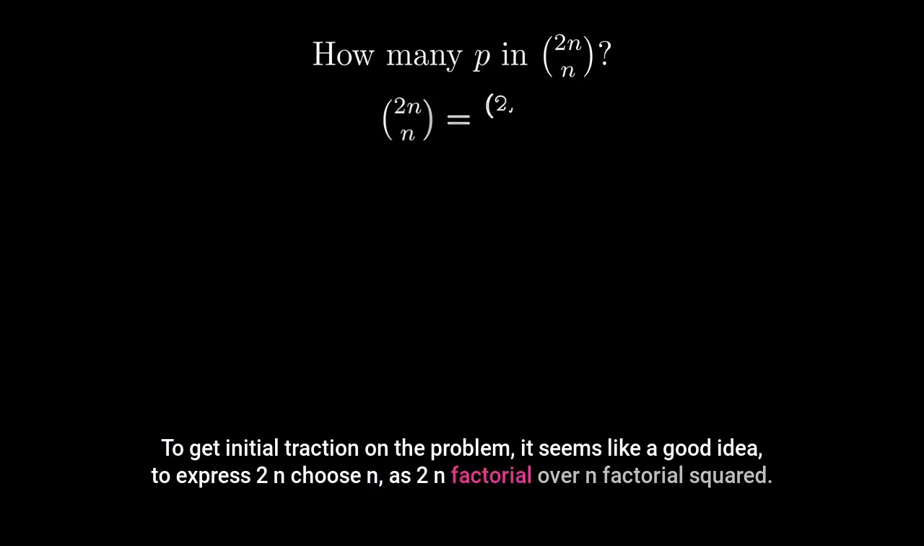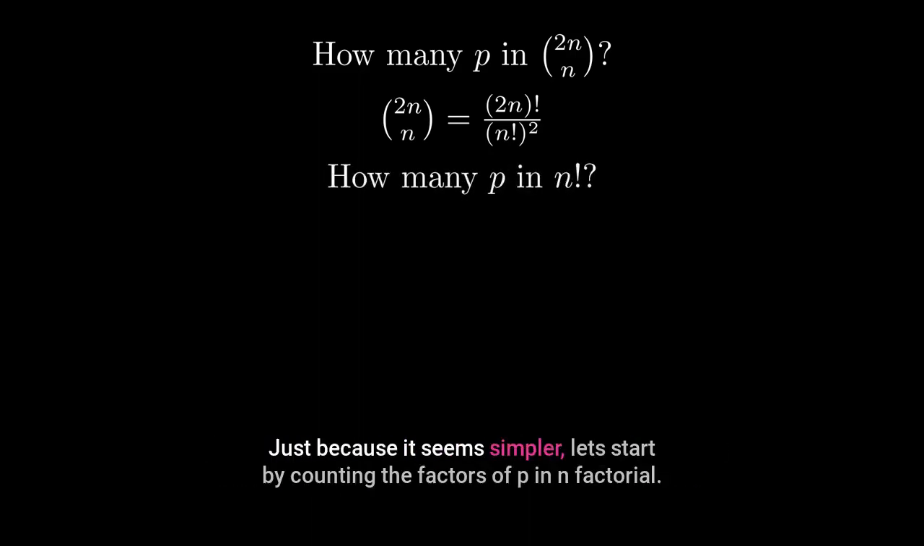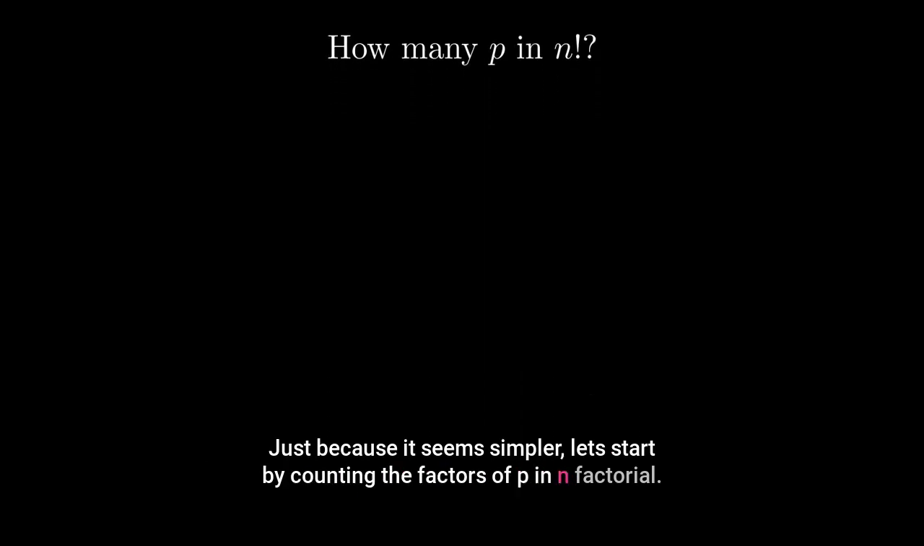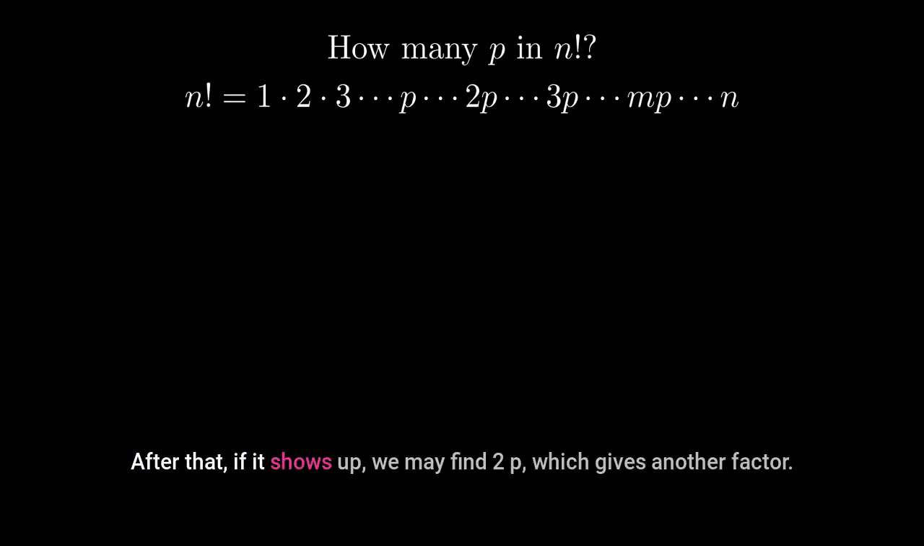To get initial traction on the problem, it seems like a good idea to express 2n choose n as 2n factorial over n factorial squared. We can try to get a somewhat naive count of how many factors of p are in the numerator and denominator. Just because it seems simpler, let's start by counting the factors of p in n factorial. As we march along 1 times 2 times 3 times 4 and so on, up to n, we will find a first factor of p. After that, if it shows up, we may find 2p, which gives another factor.